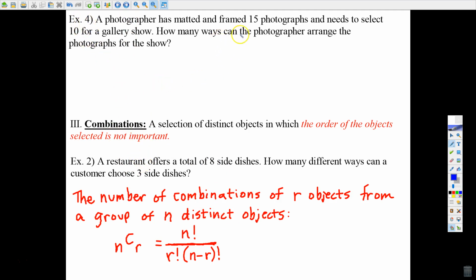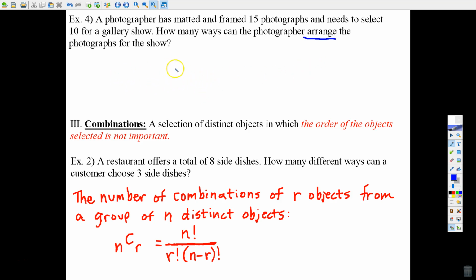Here's example 4. This photographer has a total of 15 photographs, and he's wanting to select 10 for a gallery show. So let's see if we can pick up on a key word. How many ways can the photographer arrange? All right, that's a key word to tell us this is a permutation.